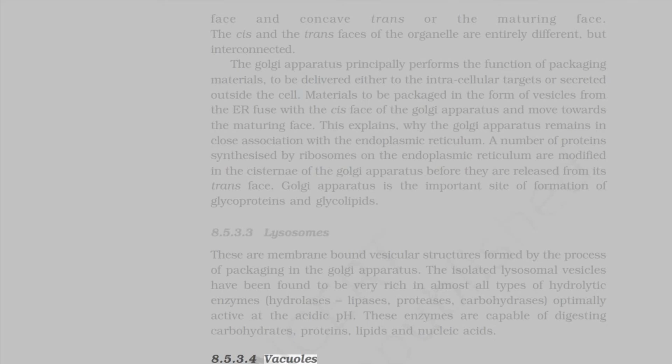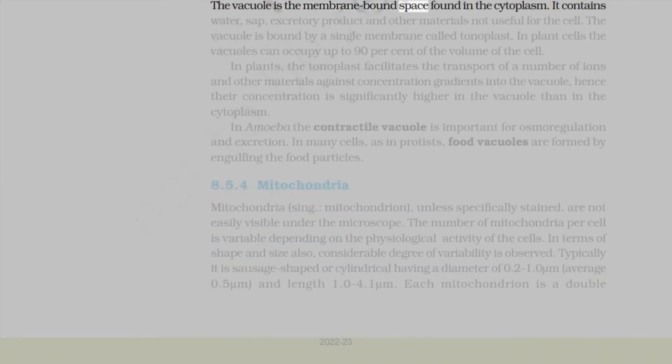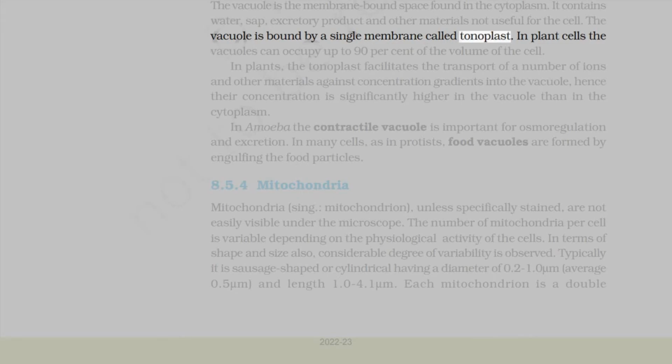8.5.3.4 Vacuoles. The vacuole is the membrane-bound space found in the cytoplasm. It contains water, sap, excretory product, and other materials not useful for the cell. The vacuole is bound by a single membrane called tonoplast. In plant cells, the vacuoles can occupy up to 90% of the volume of the cell.